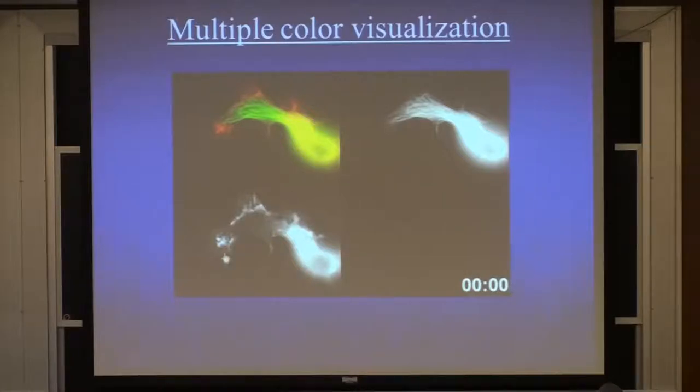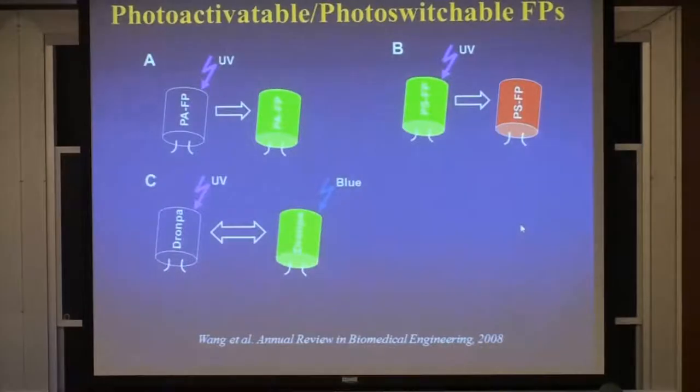This is a growth cone, okay? A neuronal cell extending the growth cone, and on the lower left corner are the actin filaments. On the upper right side are microtubules. So if you superimpose them together, you can clearly see the relative positions and dynamics of different cytoskeletal components. As you can see, actin filaments are in the front and microtubules follow the actin filaments. So all these become possible, but there are more cool things you can do.